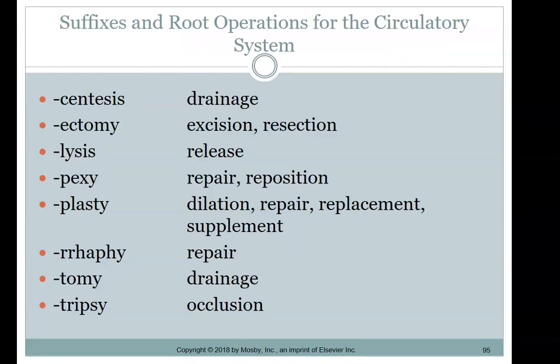The suffixes and root operations for the circulatory system. They are as follows. Centesis is drainage. Ectomy is excision and resection. Lysis is to release. Pexy, repair and reposition. Plasty is dilation, repair, replacement, or supplement. Rrhaphy is to repair. Tomy is drainage. And tripsy is occlusion.